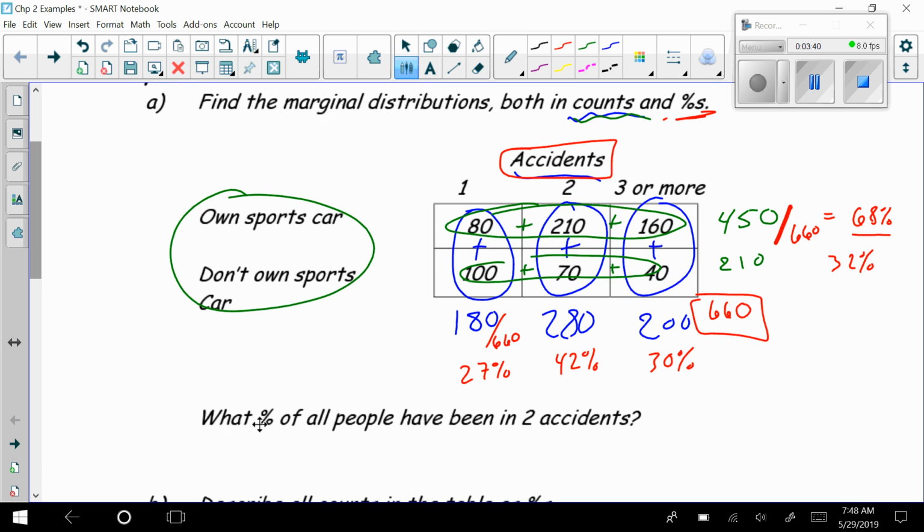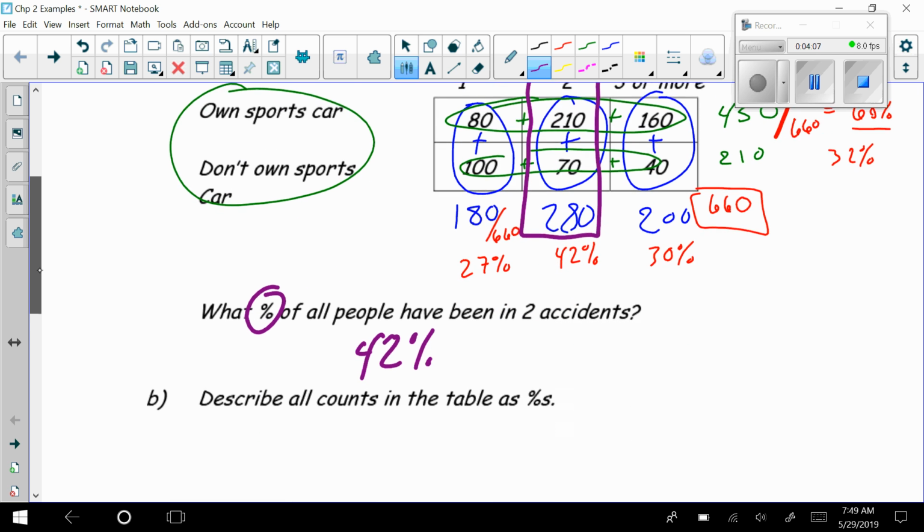In fact, here I have one. What percentage of all people have been in 2 accidents? So when I'm thinking about this, it doesn't matter to me if they own a sports car or not. I just care about if they're in an accident. So I only care about this here. Well, that's 280 out of how many? Well, it said percentage, so that must be that 42%. So hopefully that's not too bad.